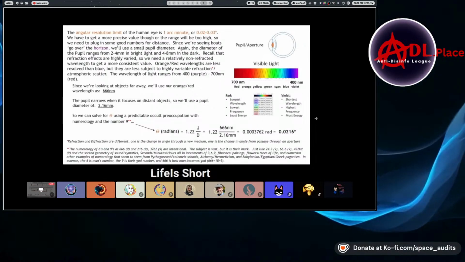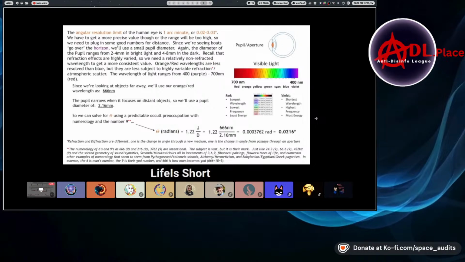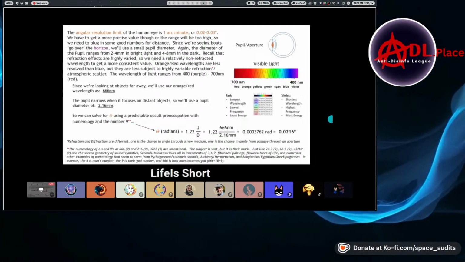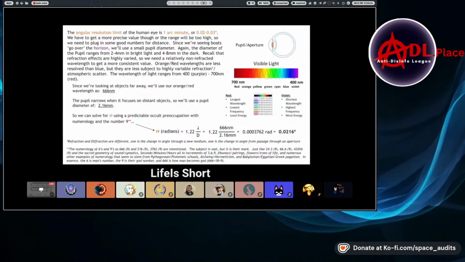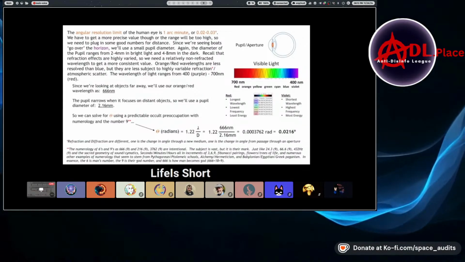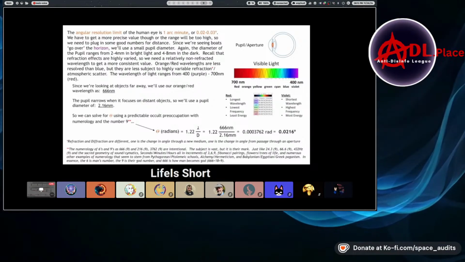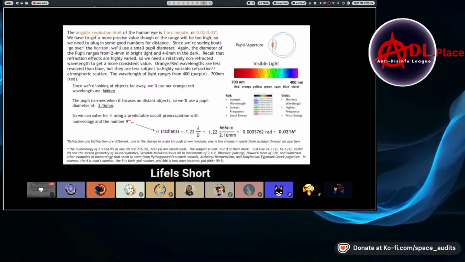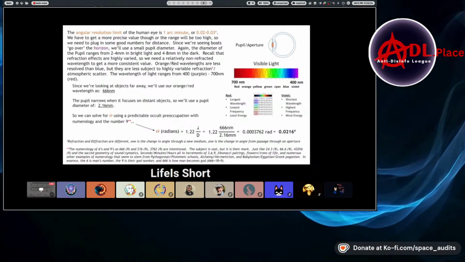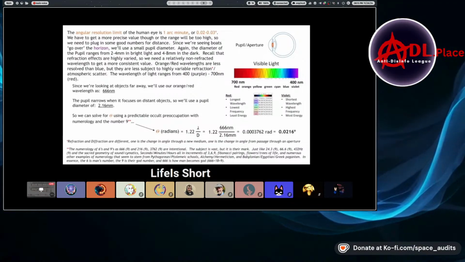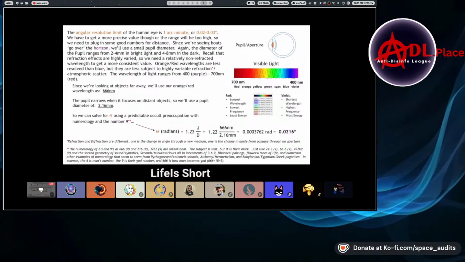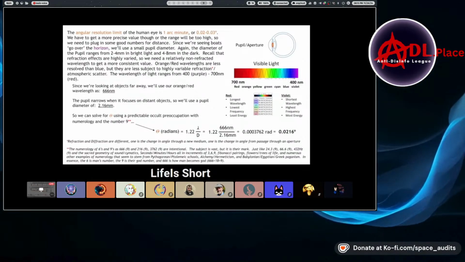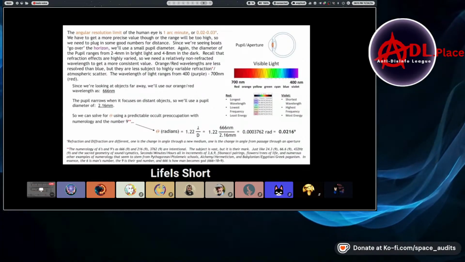2.16 millimeters. So we can solve for theta using a predictable occult preoccupation with numerology and the number 9, such that theta in radians is equal to 1.22 times wavelength divided by diameter, which is 666 nanometers divided by 2.16 millimeters. That gives us our number in radians, which is also adding up to 9 as we'll go through. And that gives us an angular resolution theta of 0.0216 degrees.